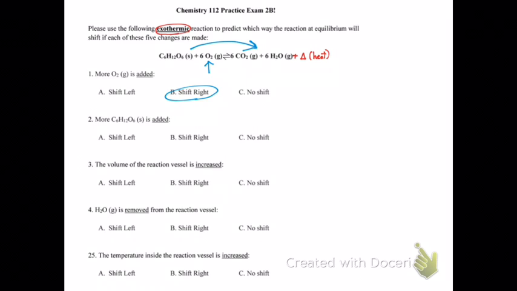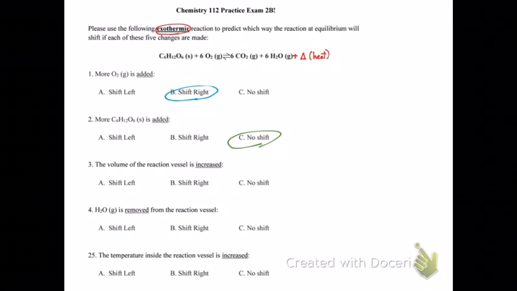Okay. So next we have more C6H12O6, so more sugar is added. Now the thing to point out here is, if we look at this, what is the phase of matter we're looking at? It's a solid. Remember, solids and liquids do not create shifts with Le Chatelier's principle. So that's all well and good. This is still going to result in no shift.